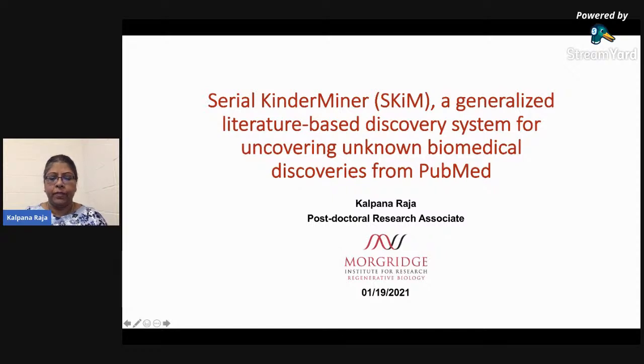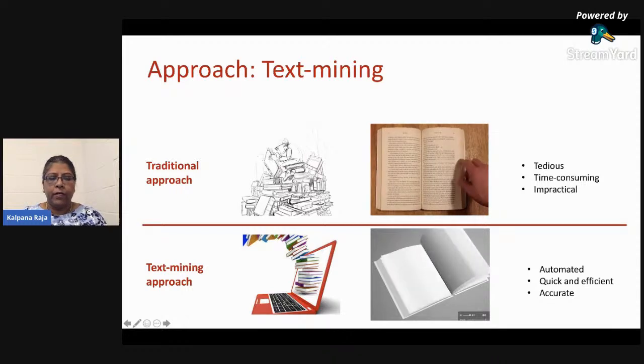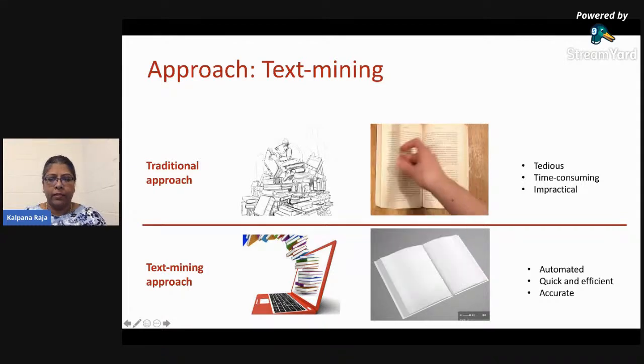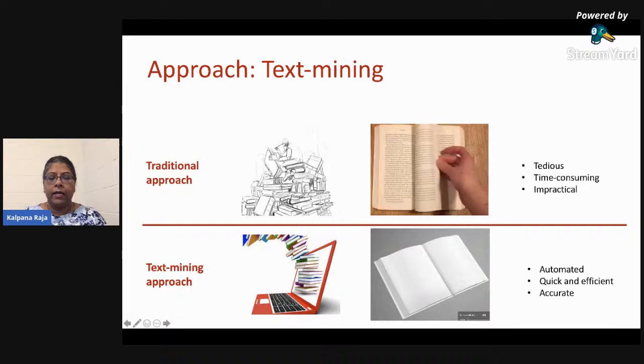day. The approach used is text mining. As a traditional approach, we have to keep on reading the articles one after the other. This is going to be tedious, time consuming, and impractical. Alternatively, we can use the text mining approach, which is automated, quick, efficient, and accurate.